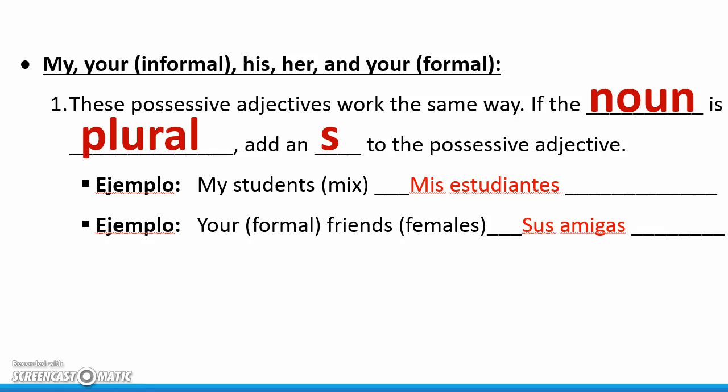Tengo que también pensar en las reglas de cambiar de singular al plural cuando estoy usando los adjetivos posesivos. So if I'm using a possessive adjective, like the words my, your, his, her, or the formal form of your, I also have to make these words plural when I have a noun that's plural. Por ejemplo, my students, instead of saying mi estudiantes, I have to say mis estudiantes. Your friends, formal, sus amigas. I'm talking about female friends only.